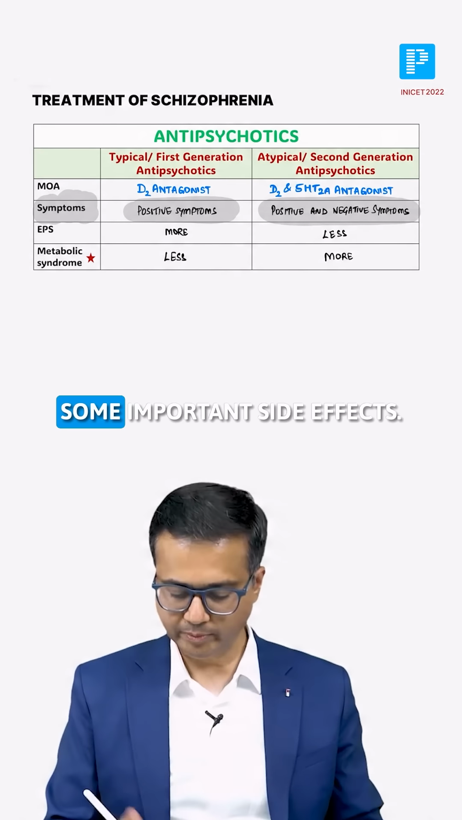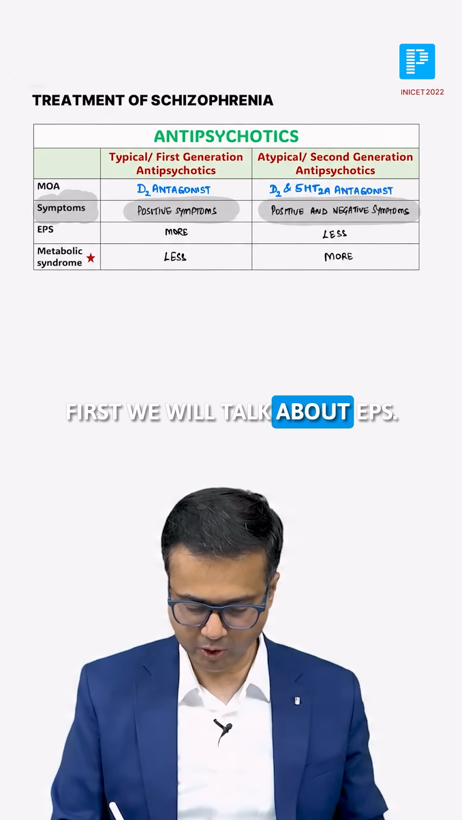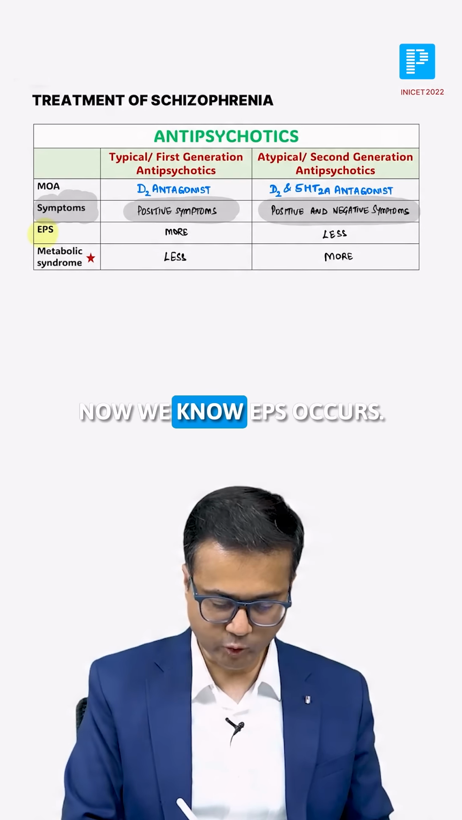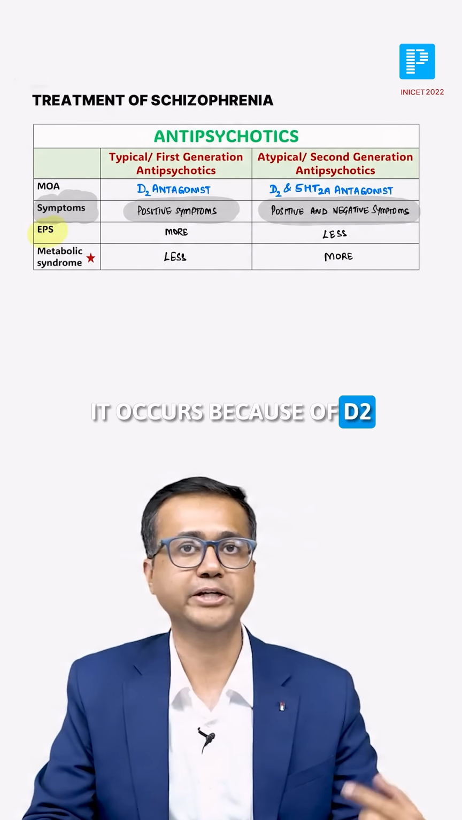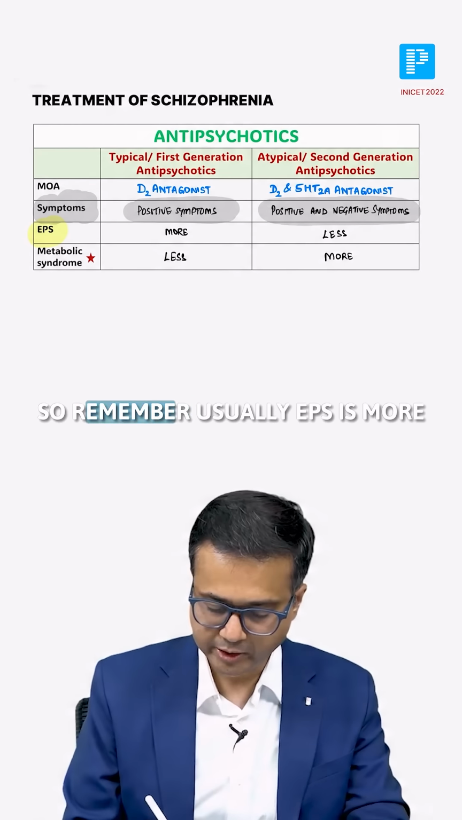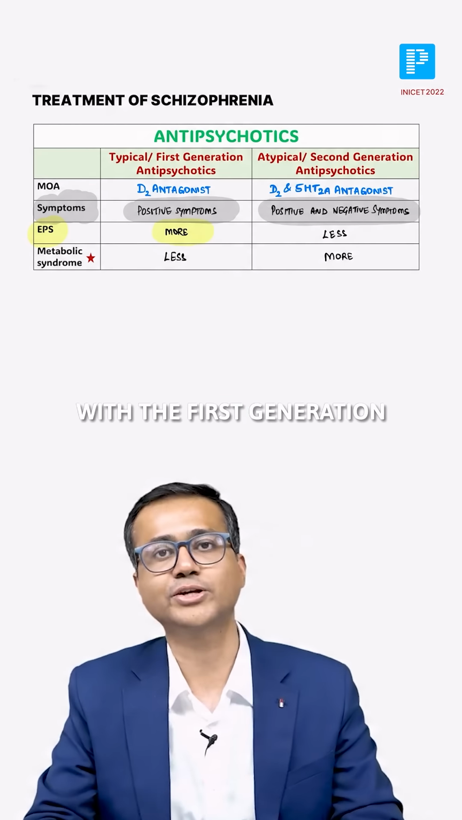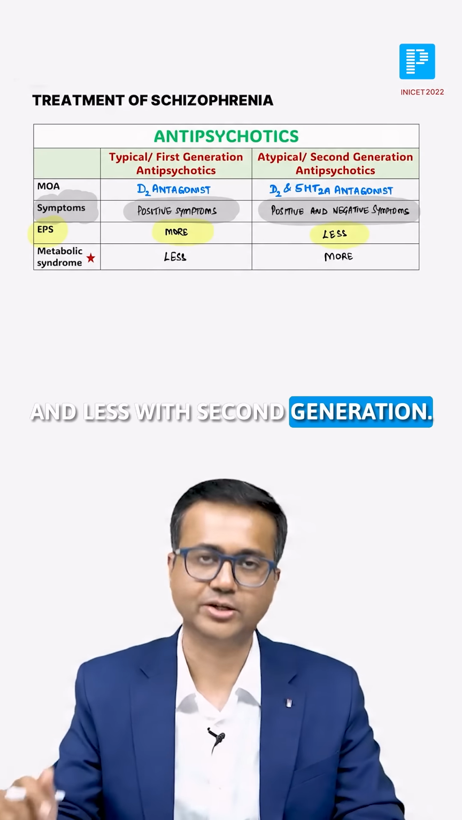Now let's talk about some important side effects. First, we'll talk about EPS. Now we know EPS, extrapyramidal symptoms, occurs because of D2 antagonism. So remember, usually EPS is more with the first generation and less with the second generation.